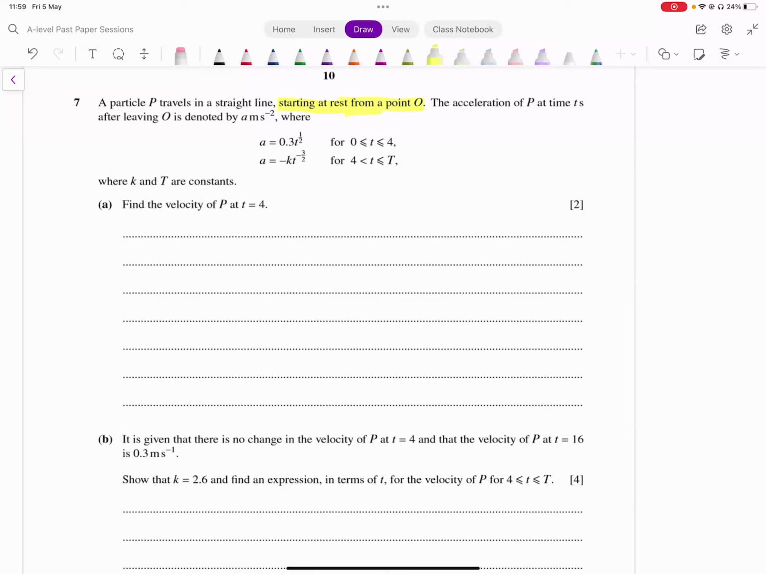अच्छा. ये दो equations दी हुई हैं. Find the velocity of P at time equals 4. Okay, acceleration दी है, आपको velocity find करनी है. क्या करते हैं velocity से acceleration में जाने के लिए? You have to integrate. Right? अब t equals 4 कौन सी equation में आ रहे हैं? ये first equation में आ रहे हैं.